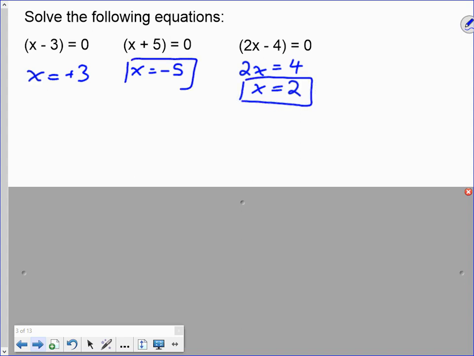We know that these are linear equations because we see the x, and the highest power of x that we have is just a power of 1. The highest exponent is 1. And what we notice about each of these equations is that they have one single solution. So linear equations have one solution.